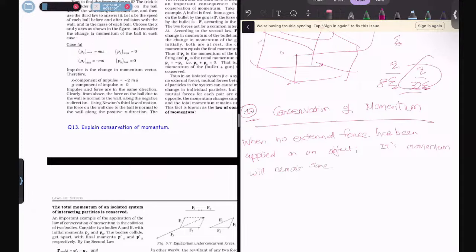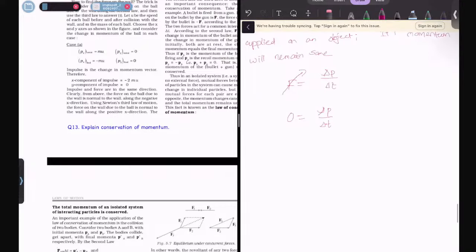And you can even derive this thing. How will you derive this? What do we know from Newton's second law of motion? Force is equal to rate of change of momentum. So write it up. Force is equal to rate of change of momentum. So when no external force has been applied, that means force is equal to 0. So rate of change of momentum is 0.